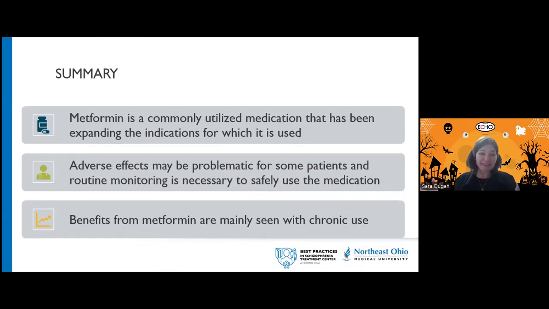So very commonly utilized medication. It is always in the top 300 of medications that we have our pharmacy students learn. The adverse effects are problematic, but they can be managed. And I think it's important for patients to realize that, because the adverse effects are going to be problematic initially, but most of the benefit that we're going to see for the conditions we use this for are going to be seen more chronically. So they likely aren't going to fully appreciate how much this is helping until they get 2, 3, 4 months down the line.